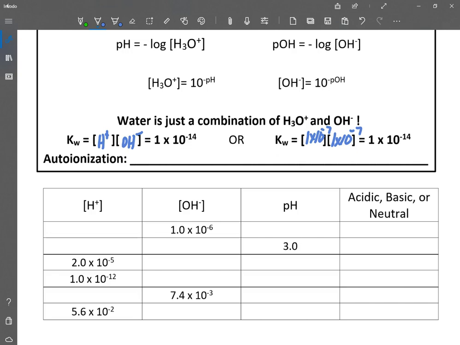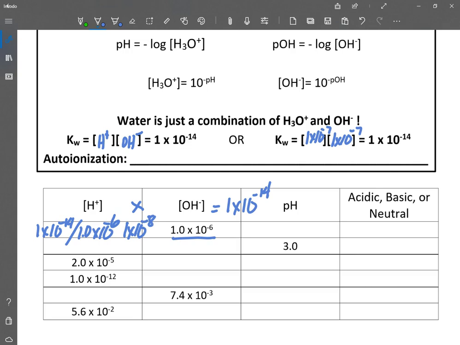Well, if we know that we can multiply hydrogen ion concentration times hydroxide ion concentration, and we get 1 times 10 to the negative 14th, we can just do a little algebra and come up with whatever we don't know. For instance, in this first one, we know the hydroxide concentration. So if we take 1 times 10 to the negative 14th and divide it by that hydroxide ion concentration, we're going to end up with 1 times 10 to the negative 8th.